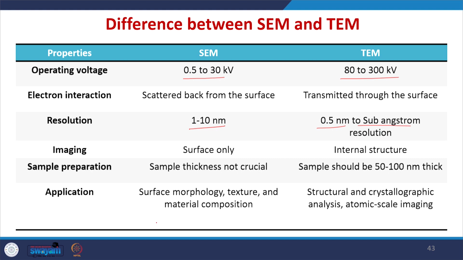In SEM, the application is useful for surface morphology and to detect the material composition. In case of TEM, we can get structural and crystallographic information, and also we can go for even atomic scale imaging. I hope you understood the theory and principle of the SEM and TEM. Let us go to the lab and learn this technique in more detail.